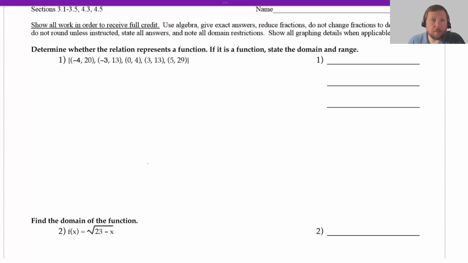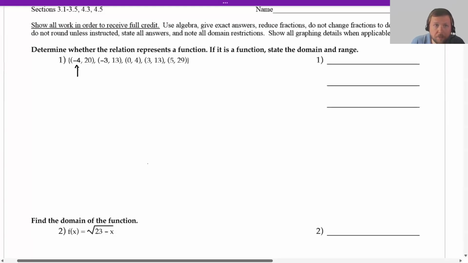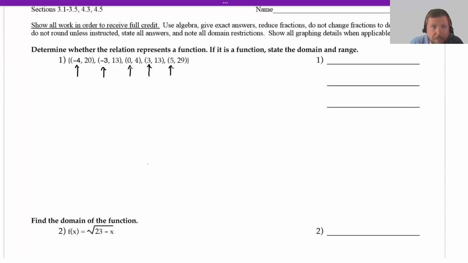So determine whether the relation represents a function. If it is a function, state the domain and range. The trick with this is I'm just looking at all of the x values with this set of points, and I'm looking for repeats, and I don't see any repeats on the x values, so it is a function.